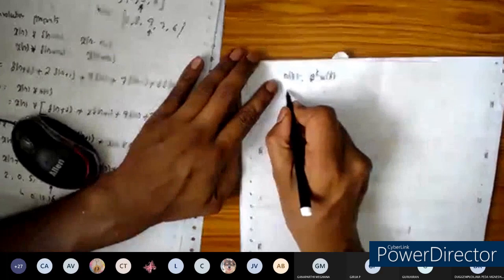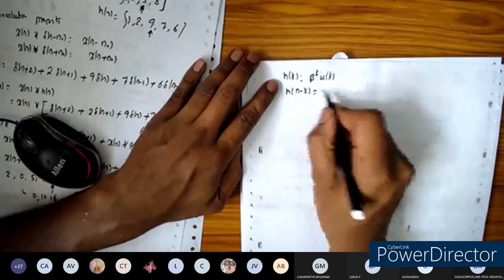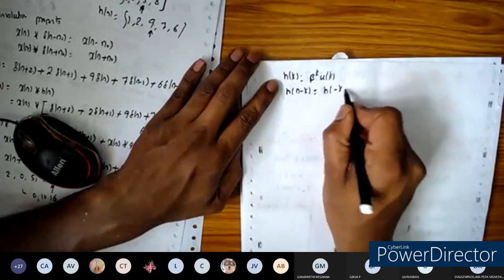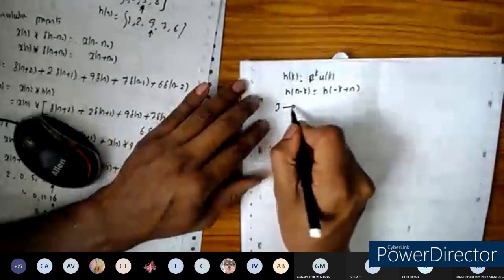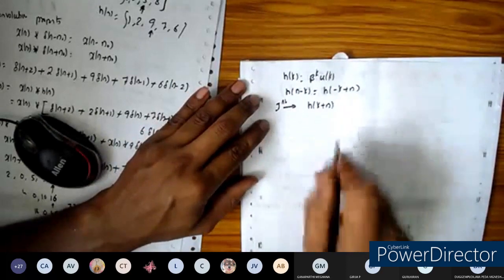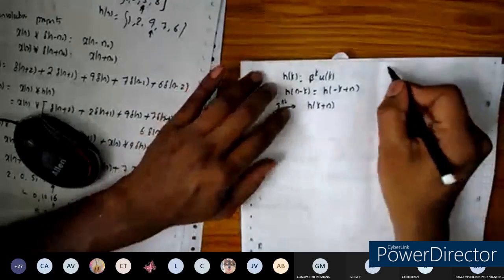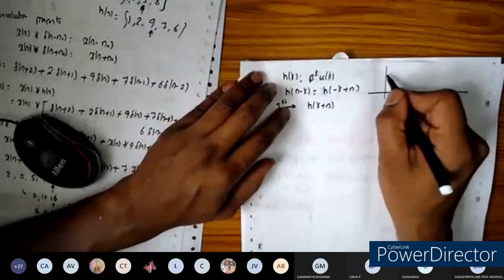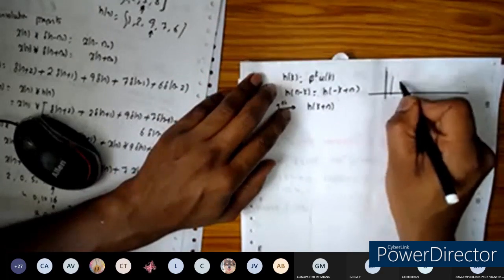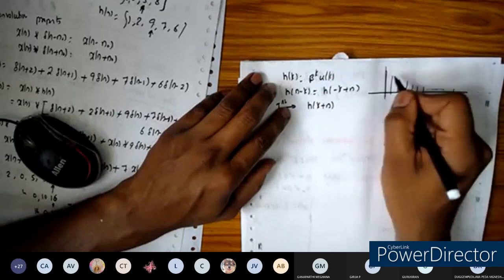Next I'm going to take h of n minus k, which is h of minus k plus n. First we take the shifting of the sequence, h of k plus n. H of k plus n means the sequence h of k. So I'm going to write the sequence h of k, which is nothing but this one.